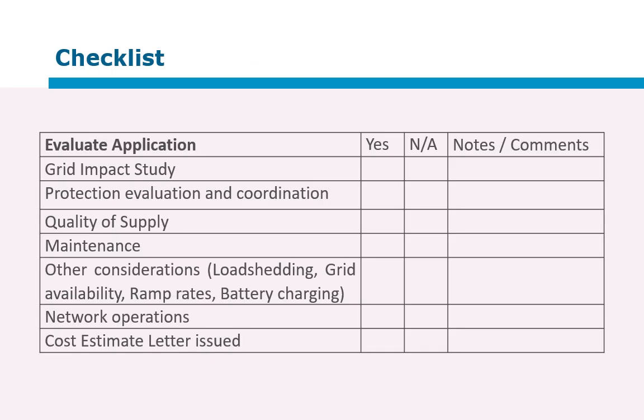So the checklist for step 2 on evaluation of the application considers whether the grid impact study has been done, protection evaluation and coordination, quality of supply has been given to the customer, the maintenance aspects have been evaluated, other considerations, network operations, and finally has a cost estimate letter been issued.